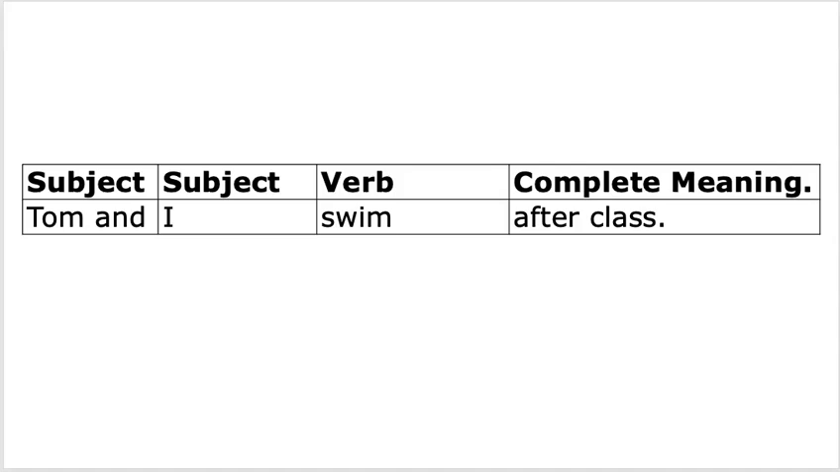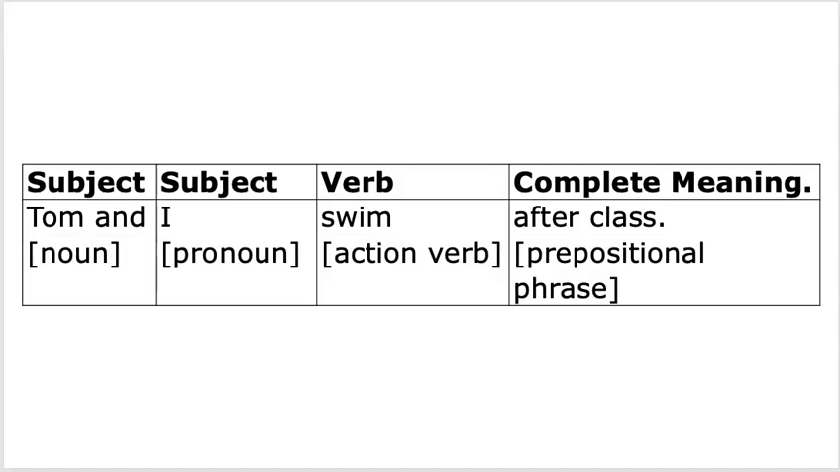Here's another example. This sentence has two subjects, but it is still a simple sentence. Tom and I swim after class. Tom is a noun, I is a pronoun, swim is an action verb, after class is a prepositional phrase.